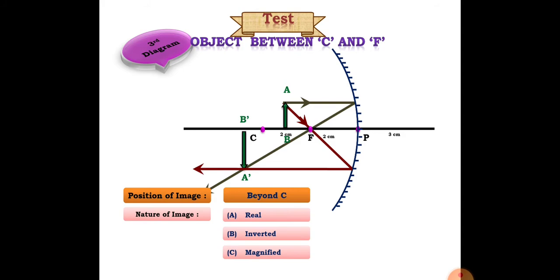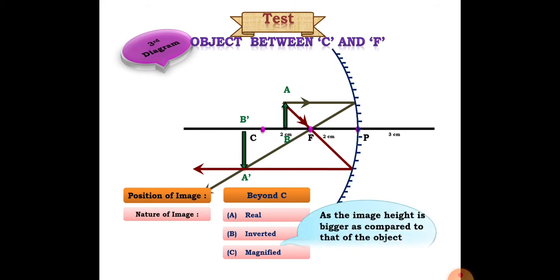So these are the three things that you should write. Position, nature of the image में कि one is real, second inverted, and the last is magnified. Okay, so these three things you should know. I hope it is clear with the object between C and F.